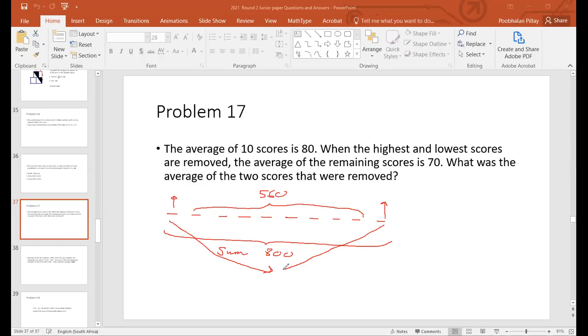What do these two add up to? So they add up to 240, because 560 for the 8, and the other two will have to be 240 to make up 800. So those two numbers add up to 240. So what is the average? So 120. That's right.